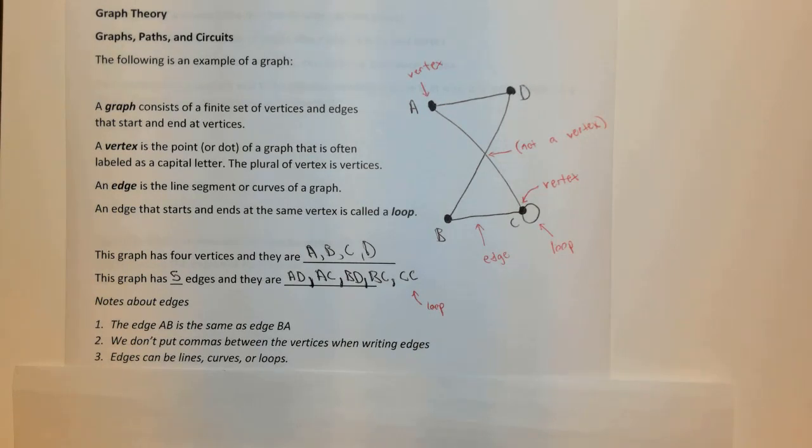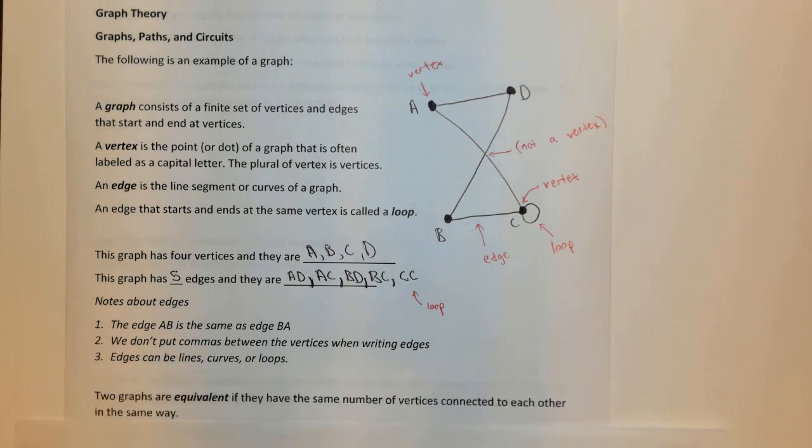We can write any edge, AB, as BA. So just because I wrote AD, if you were thinking DA, that's fine. You don't put commas between the vertices, but you do put commas between the edges. Edges can be lines, curves, or loops. The bulk of this section is just a bunch of definitions, and we're going to go through them.